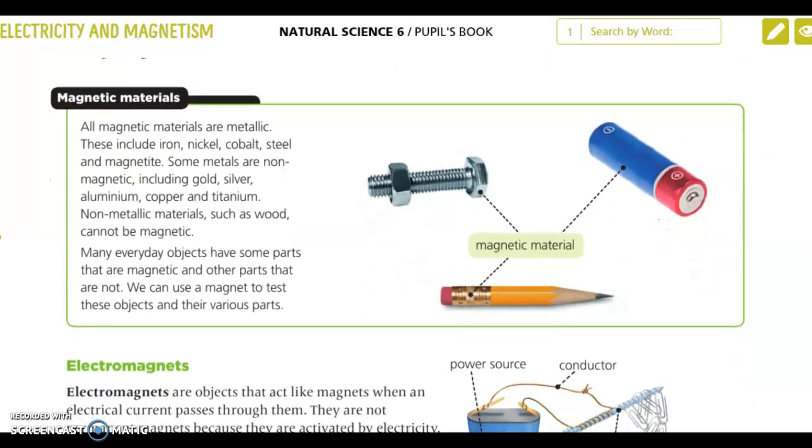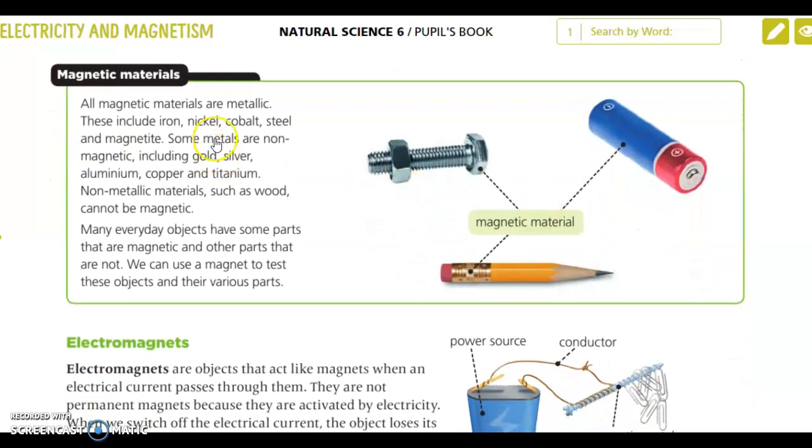So, first of all, we need metallic materials, okay? All magnetic materials are metallic. These include which kind of materials? Iron, nickel, cobalt, steel, and magnetite. If you don't understand the meaning of some of these words, remember you can go to WordReference, the dictionary, okay? Some metals are non-magnetic, including gold, silver, aluminium, copper, and titanium, okay?